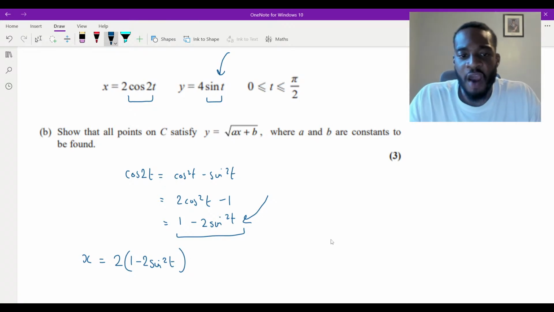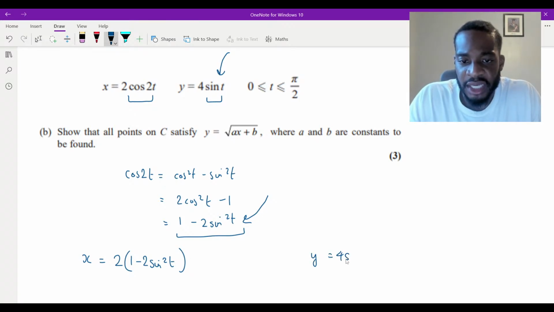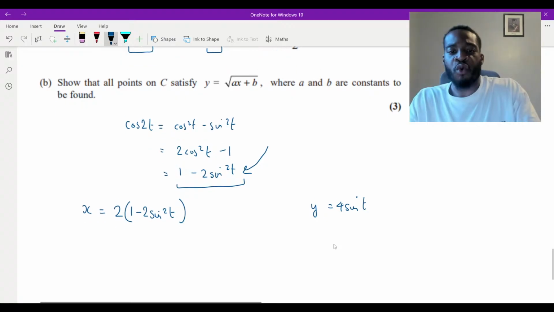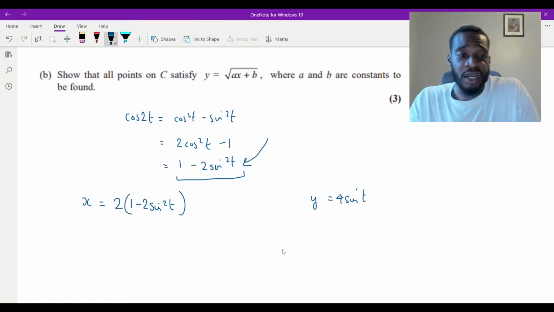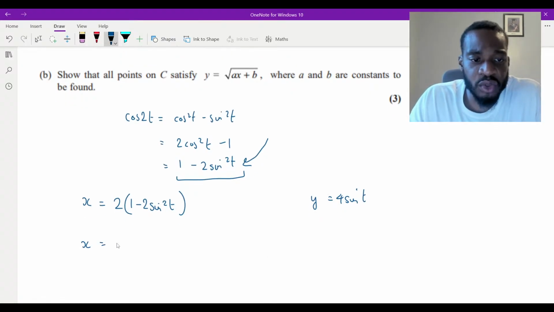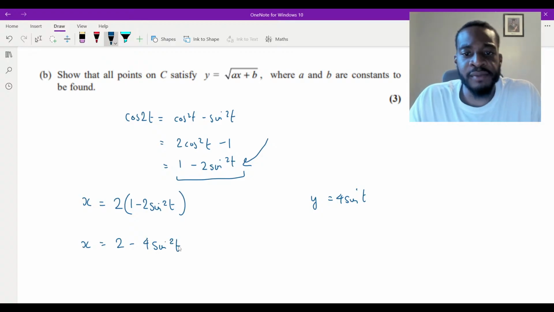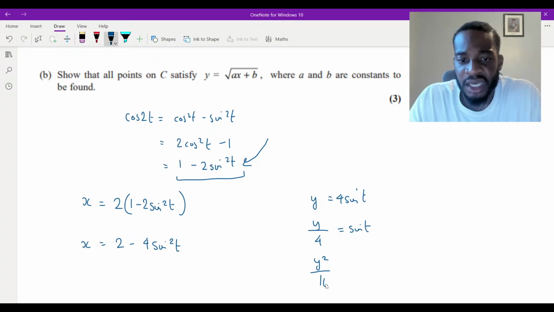Like that, right? And remember, we know that y is equal to 4 sine t. So what we're going to do then is expand the bracket. So it's going to be x is equal to 2 minus 4 sine squared t. And then I have an expression for sine t. If I just divide by 4, then I know that sine t is y divided by 4. That's great because I've got sine squared t. That means that y squared over 16 is just sine squared t, isn't it? And then I can plug that in.